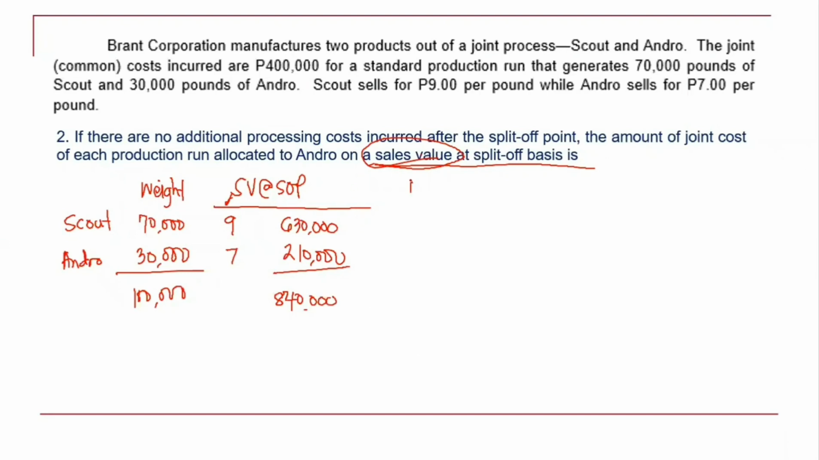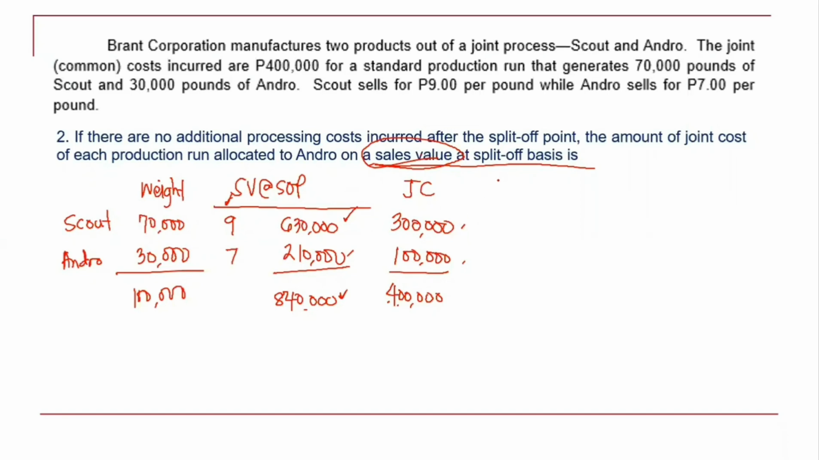Ngayon, joint cost na yung itatabi natin once na-establish mo na yung basis natin. So in that way, ang joint cost natin ay 400,000 pa rin. So ang gagawin na po natin, allocate natin based on the sales value at SOP. So 400,000 times 630 over 840. So that would be the joint cost allocated to Scout, and that is 300,000. Ayan. So magkano ma-allocate kay Andro? So that would be 400,000 times 210 over 840. So the answer is 100,000. So yan na yung joint cost allocated to Scout and Andro respectively, 300,000 and 100,000.